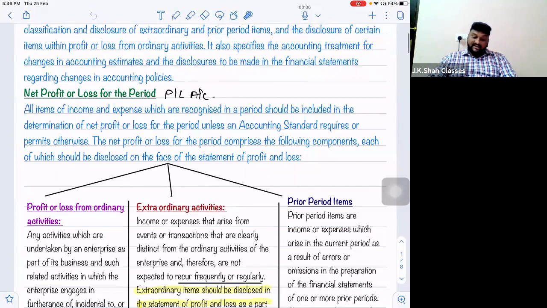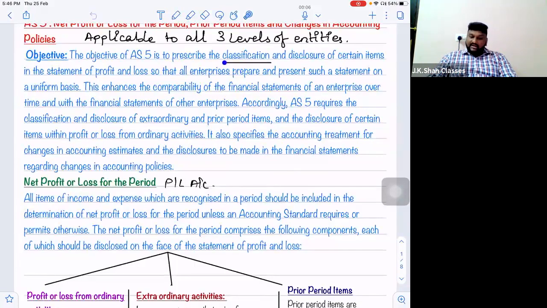Right? That is what is prescribed in AS5, which refers to classification and disclosure of certain items in the profit and loss so that all enterprises prepare and present such a statement on a uniform basis. And this enhances the comparability of the financial statements of an enterprise over time with the financial statements of other enterprises. Now you can compare your financial statement with yourself over a period of time, when you make a comparative profit and loss account. So you can compare your 3 or 4 years of P&L, or you can compare your profit and loss account with the profit and loss account of other enterprises also, because uniformity brings comparability. We have already seen this in the introduction topic.